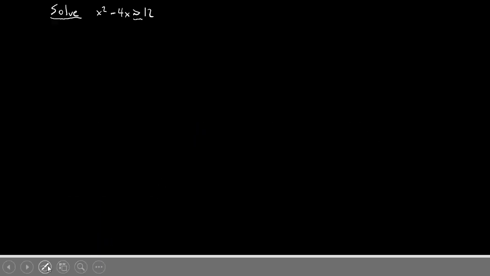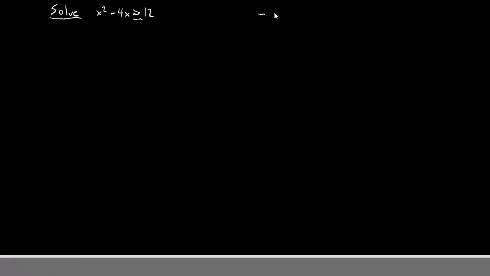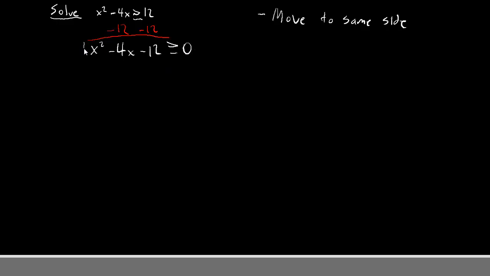Alright, our equation today is x squared minus 4x is greater than or equal to 12. As before, our first step is going to be to move everything to the same side. That's pretty much always how it's going to go for quadratics. So we will subtract 12 from the right and subtract 12 from the left. If we do that, we'll have x squared minus 4x minus 12 is greater than or equal to 0. I'm going to go ahead and box this in because we're going to need this for later on.